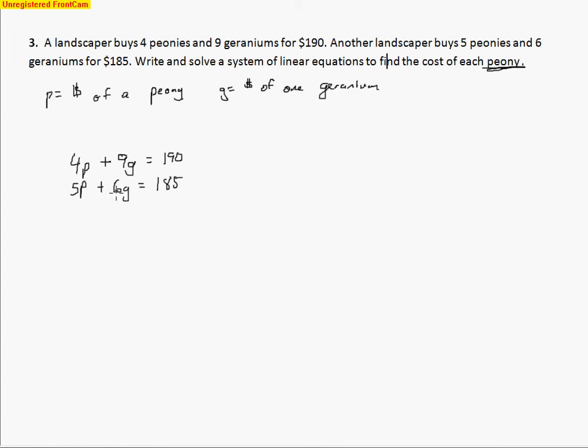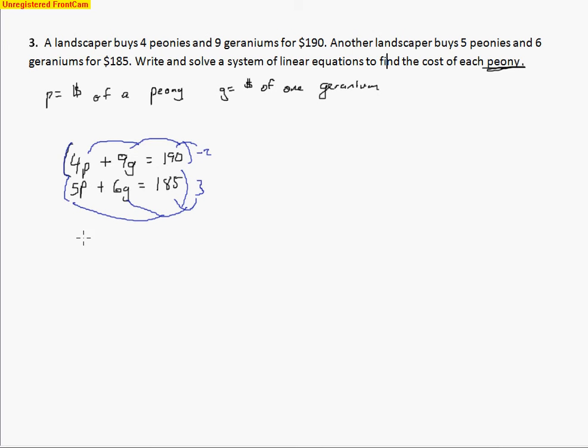And so now we want to solve. And we want to find, it says, the cost of a peony. So we want to be able to cancel out the g's here. And so I'm going to go ahead and multiply this top equation by -2. The reason I multiply it by -2 is because I was looking at the 9 and the 6, and I want to come up with a least common multiple. And so what that's going to end up being is 18. See, 9 times 2 makes 18, and 3 times 6 makes 18. So I'm going to just keep the 3 positive here, and I'm going to go ahead and multiply.